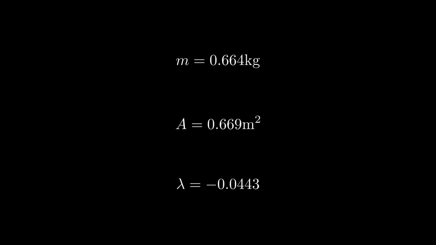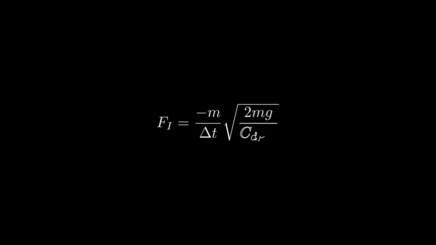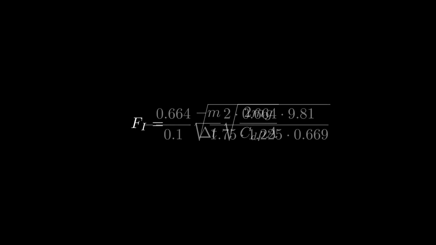After solving, this leaves us with mass as 0.664 kilograms and area as 0.669 meters squared. This means our maximum mass is 0.664 kilograms while our minimum surface area is 0.669 meters squared. To check this, we can substitute these values back into the equation for impact force as follows. Doing so leaves us with 19.998 newtons, roughly equal to 20 newtons, which shows us that this approach has correctly optimized the mass and surface area to allow for an impact force that ensures the egg doesn't break on impact.